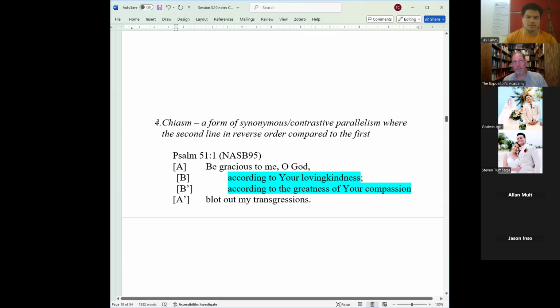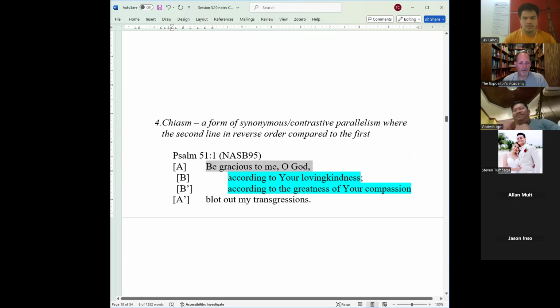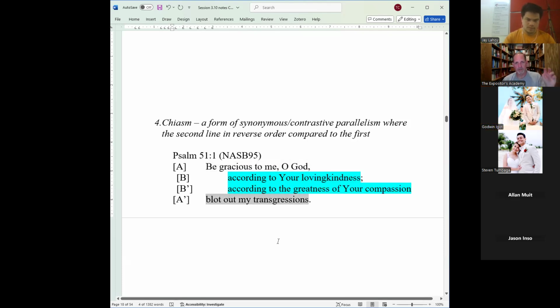We went through the example in class, Psalm 51, and there were many of these chiasms in Psalm 51. One example: be gracious to me, O God, according to your loving kindness. That's the first line. And then the second line starts with, according to the greatness of your compassion, blot out my transgressions. So be gracious to me, O God, and blot out my transgressions, those go together. But then notice, according to your loving kindness is the end of the first line. Here, I'll show you the actual verse.